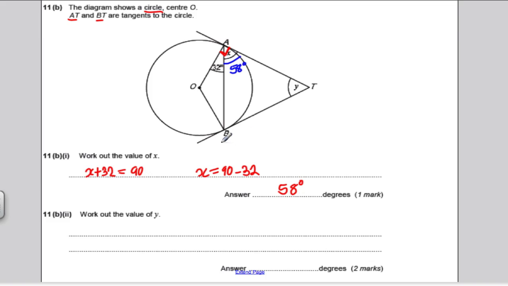Okay. Now, we also know that a tangent coming from the same point touching a circle must be the same distance here. So this triangle here is an isosceles triangle, so this angle here must also be 58 degrees. So y must be 180, subtract 58, subtract 58.